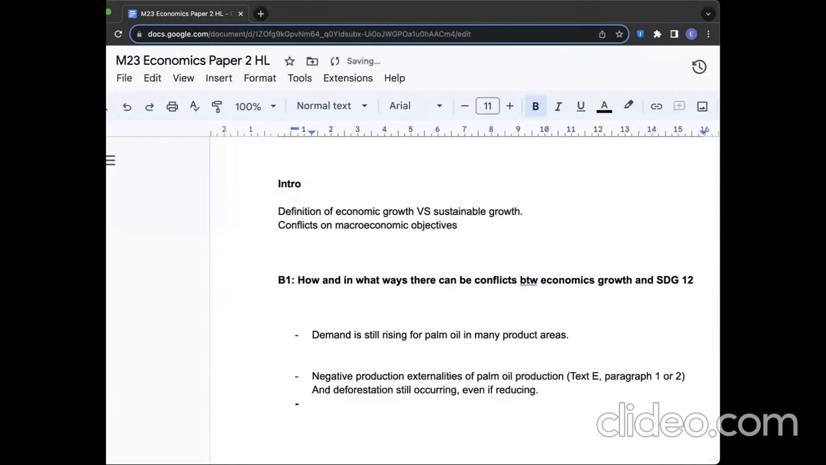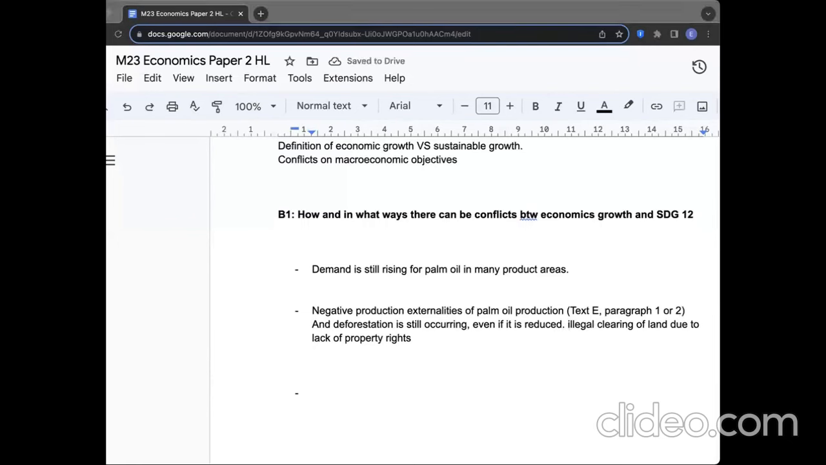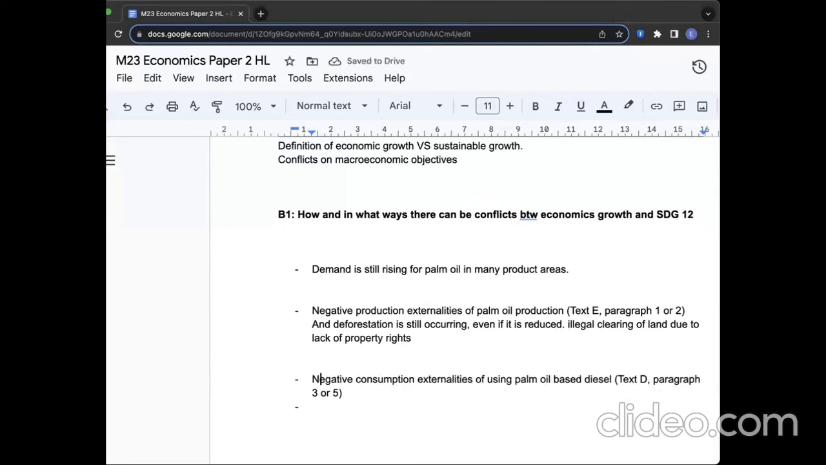Second conflict between the economic growth from exporting and producing a lot of palm oil and the SDG goal achievement is negative production externalities of palm oil production is expected. So not only the deforestation, the illegal clearing is the problem that can last quite a while because of the country's lack of property rights protection. Not only the production side, but also the consumption side causing some externalities as well. Too much consumption of palm oil can cause lots of pollution or things like that. That's the consumption side externality.